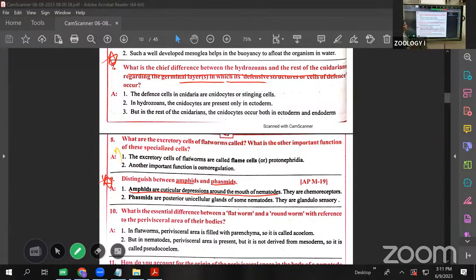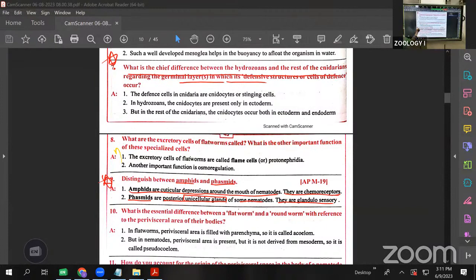The amphids are circular depressions around the mouth of the nematodes. They are chemoreceptors, meaning they are for sensation, the sense of smell. Next are the phasmids. The phasmids are mainly posterior unicellular glands. The amphids are present around the mouth on the anterior side. Phasmids are posterior unicellular glands. Some nematodes have glandulosensory organs, which act as glands. That's why we call them glandulosensory organs.